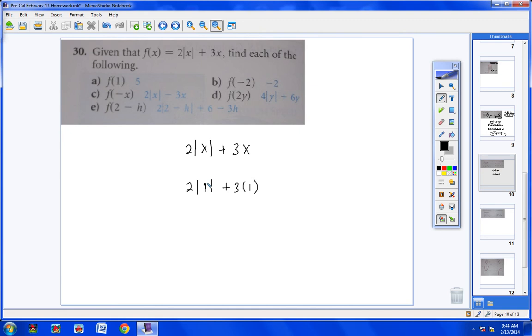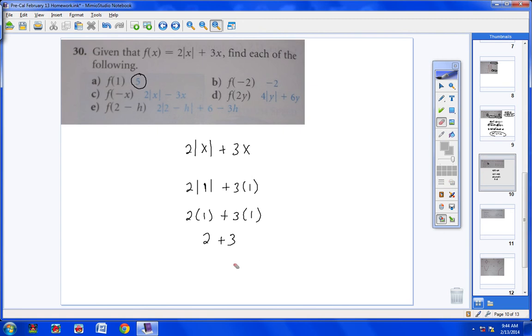2 right next to the absolute value of 1 means 2 times the absolute value of 1. Well, the absolute value of 1 is 1, so really I just have 2 times 1. Remember, absolute value means make the number positive or leave it positive. 2 times 1 is 2, 3 times 1 is 3, combine those and you will get a 5.